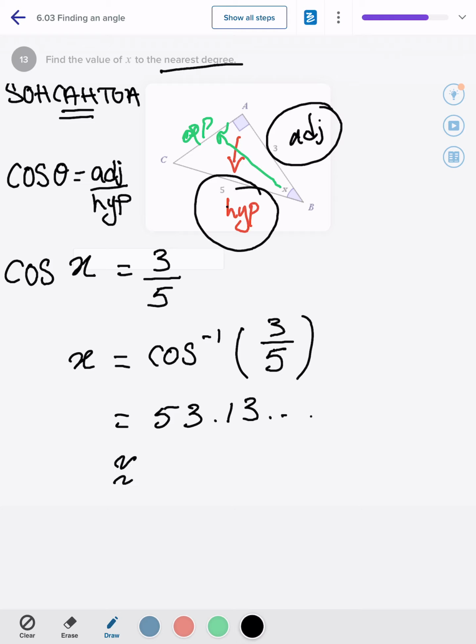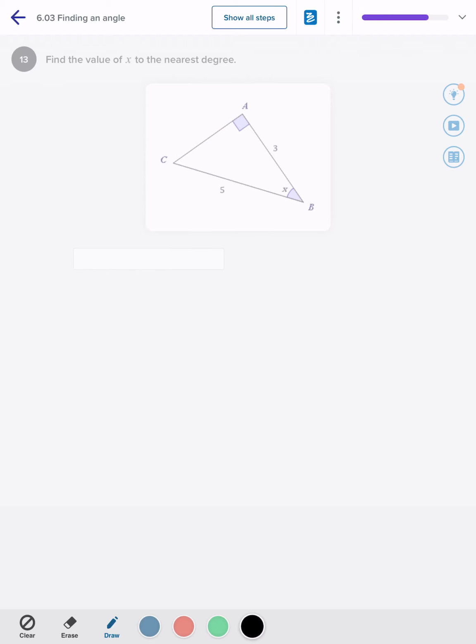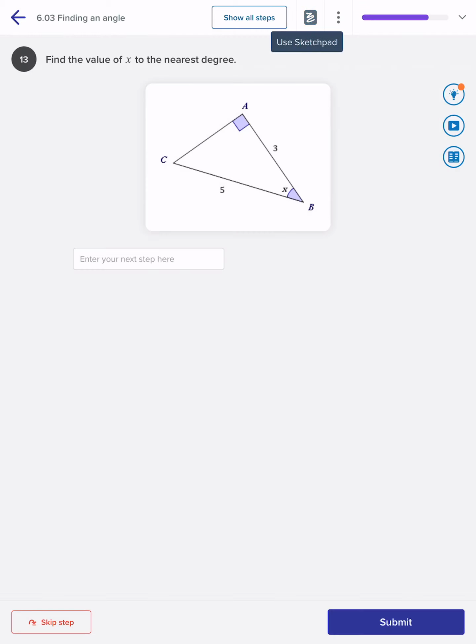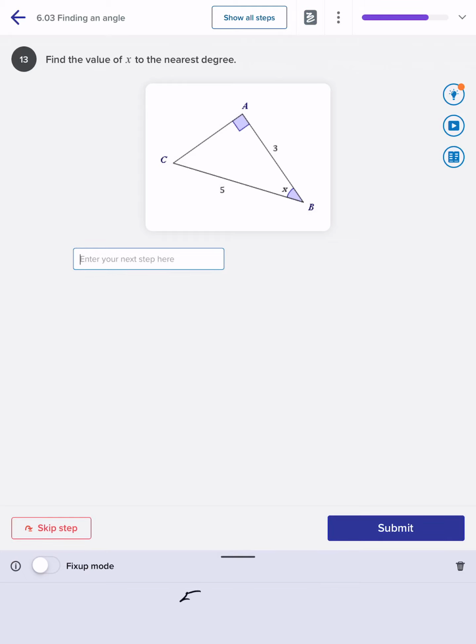We want this answer to the nearest degree. If I draw a bar right on the decimal point, behind that bar is the number 1. Since 1 is less than 5, I don't have to round this degree up. So I can leave it as 53 degrees. Now I will clear this out and enter 53. Maybe I should probably write x equals 53 to be precise.